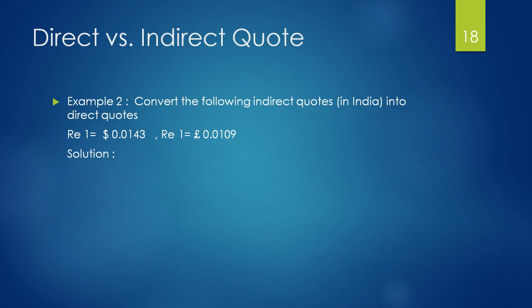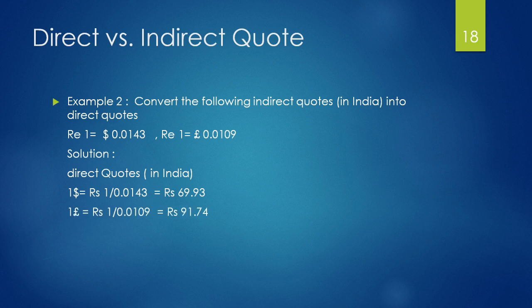So we already learned the relation between direct and indirect quote. So ₹1 equals $0.0143 can be converted into direct quote as $1 equals ₹1 upon 0.0143, which gives 69.93 rupees. Similarly, ₹1 equals 0.0109 pounds can be converted into direct quote as £1 equals ₹1 upon 0.0109, which gives rupees 91.74. Thus, these are easy to score questions in the exam.